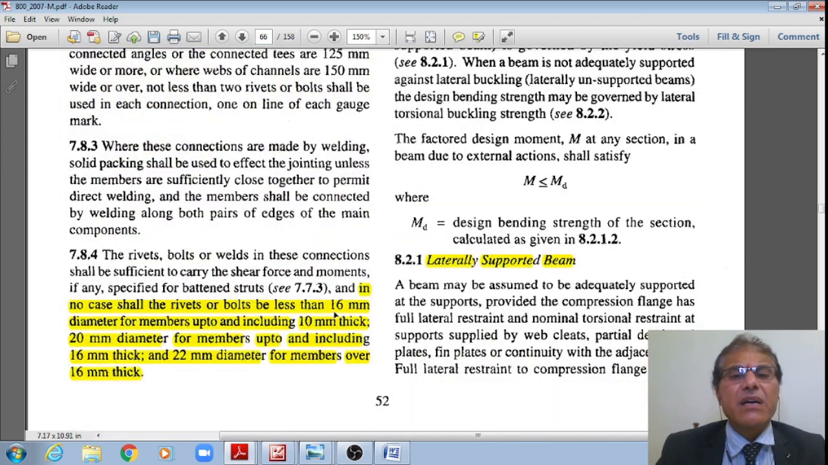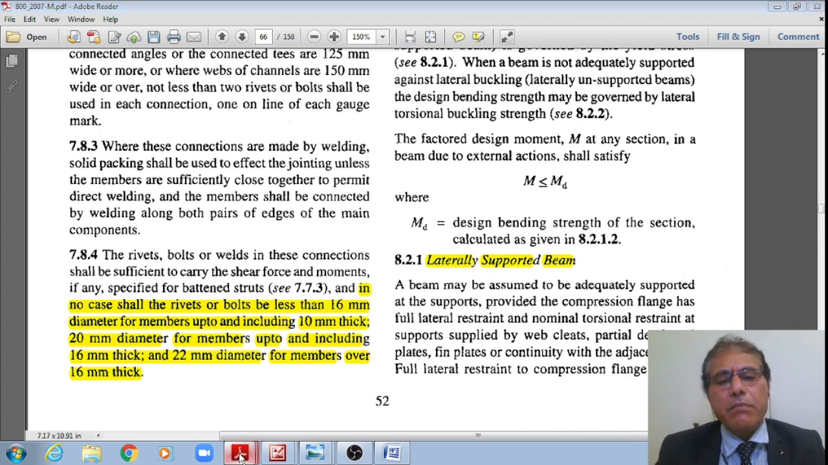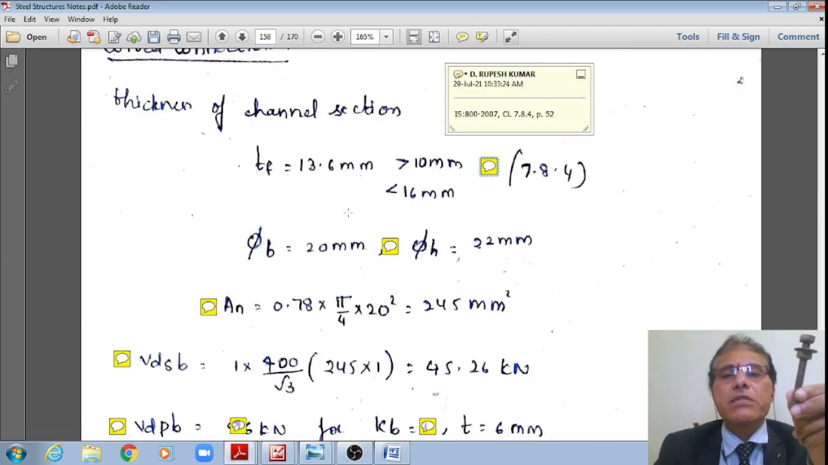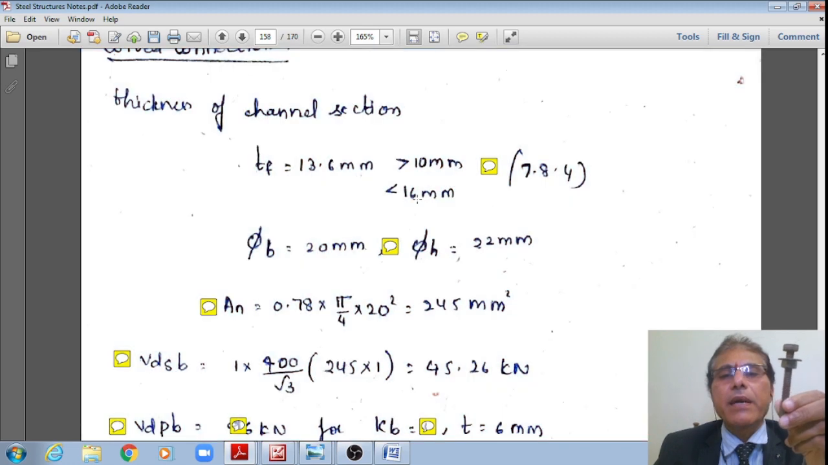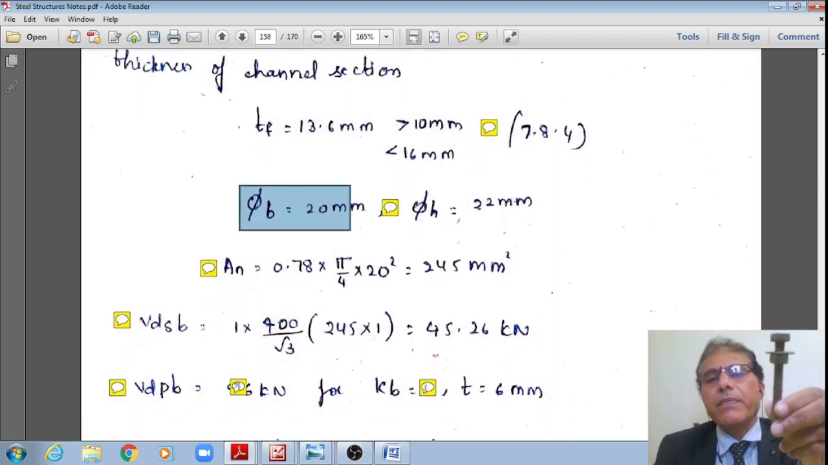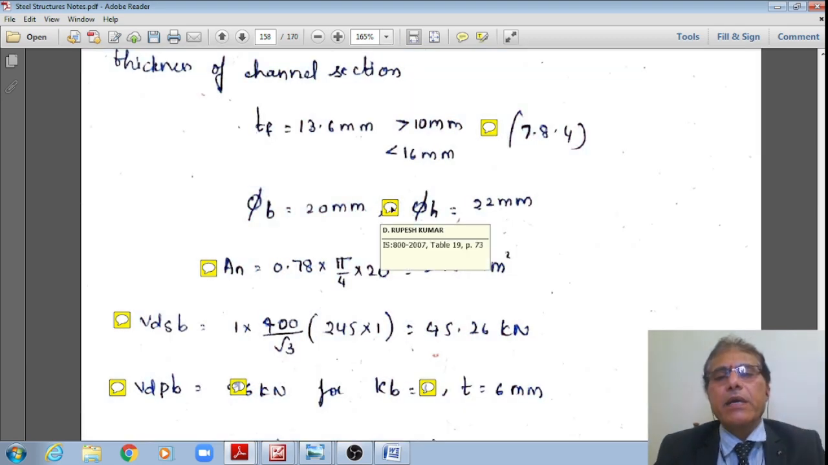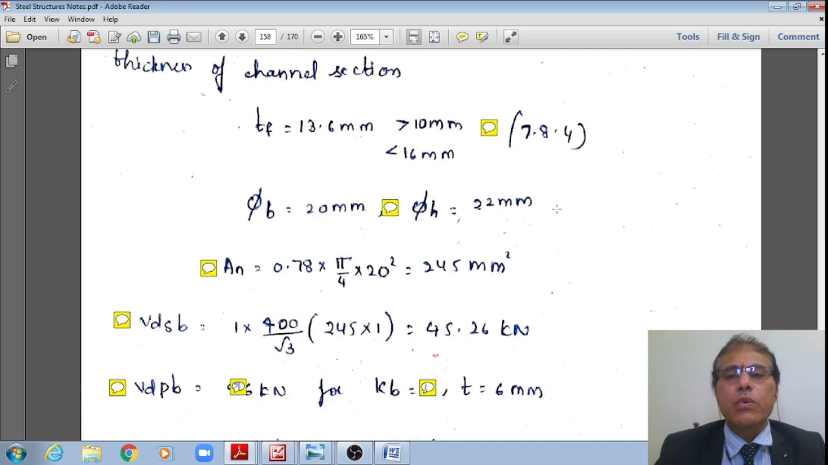13.6 is just greater than 10 mm and less than 16 mm. Therefore, it is in between these. Therefore, a 20 mm diameter bolt must be used. Therefore, the diameter of the bolt should be 20 mm as applicable to these designs, right? And just now we have seen, as per Table 19, already explained in the previous discussion, that the diameter of the hole is 2 mm extra. Therefore, it is 22 mm.